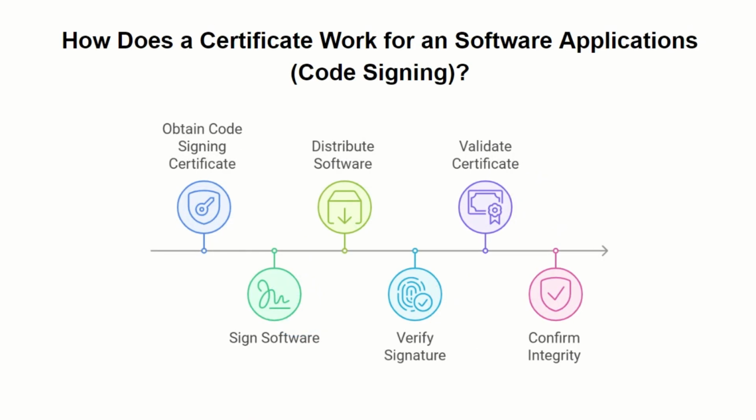So, if we consider it for a software application using code signing, a software developer or vendor obtains a code signing certificate from a trusted CA. They use the certificate to sign their application or software with a digital signature. Then the signed software is distributed to the user via download or installation. Then, when a user downloads or installs the software, the signature is checked by their system to ensure it hasn't been altered. If the certificate is valid and the signature matches, the system knows that the software is safe and hasn't been tampered with.